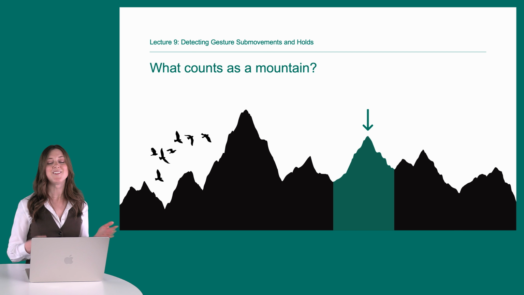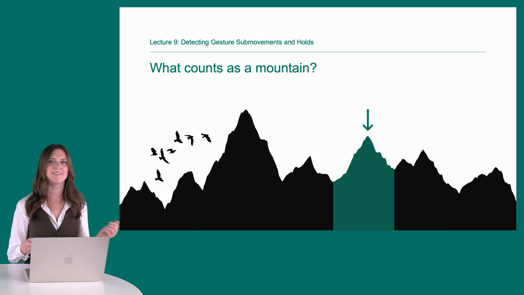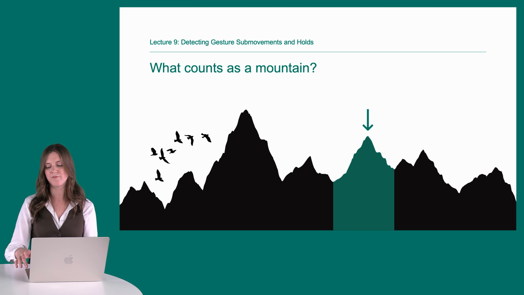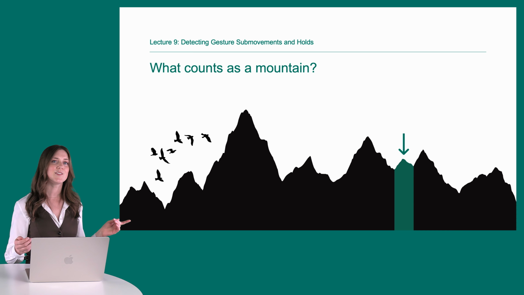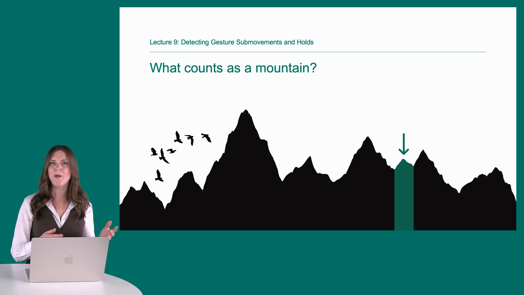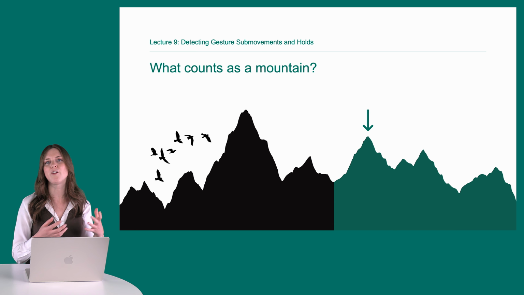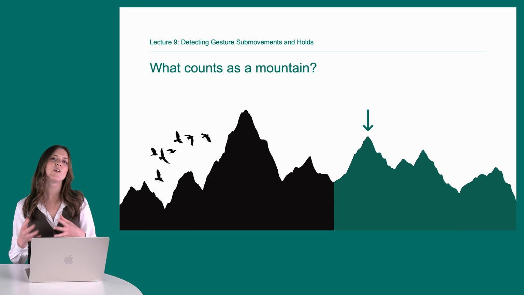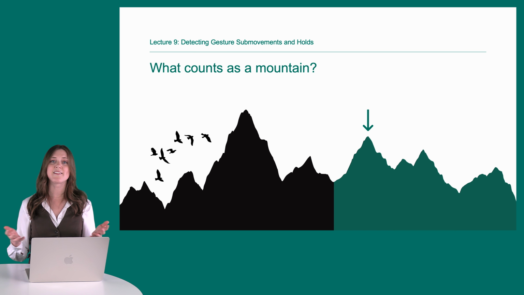What about this one? Do you think it's a mountain? If yes, what is it about this mountain that makes it stand out from the others? And how do we make a decision when it comes to cases like this one? Is this its own mountain? Or is it just a small bump on the way to a taller mountain peak? When we are identifying gesture submovements in a continuous movement signal, these are the fundamental questions we're trying to answer. What counts as a speed peak, and how many speed peaks are there?